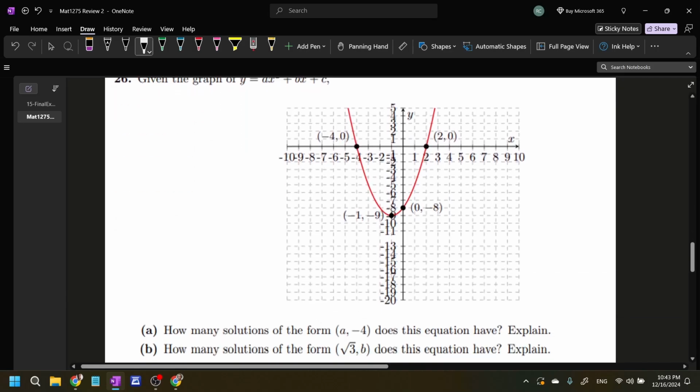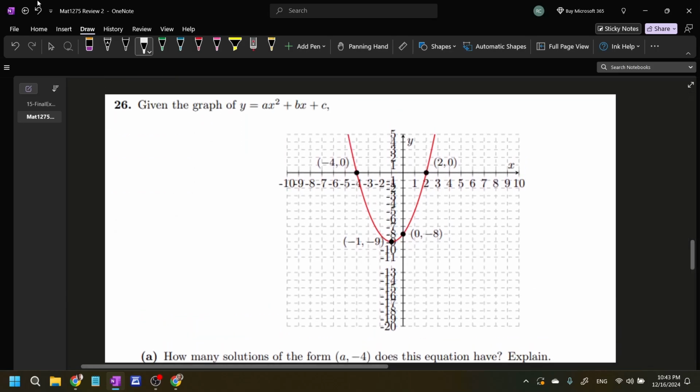Number 26. Oh, this one is involved. So I want to make sure you guys can solve this relatively quickly. First things first, our vertex of our parabola is at -1, -9. So let's just write everything we know. Let's annotate. That means, therefore, h is -1 and k is -9.